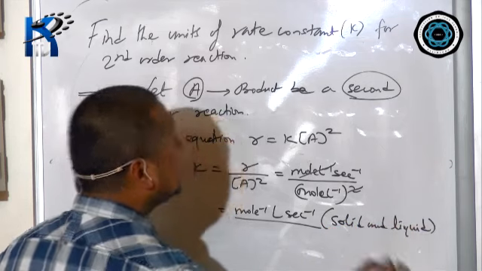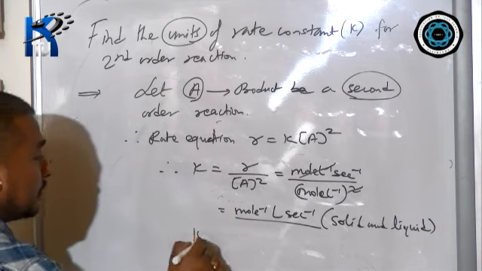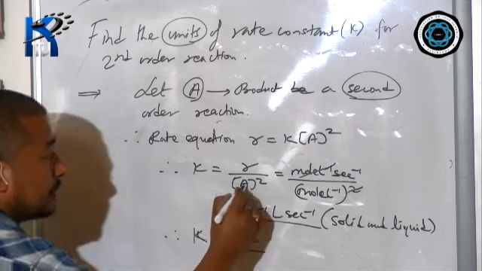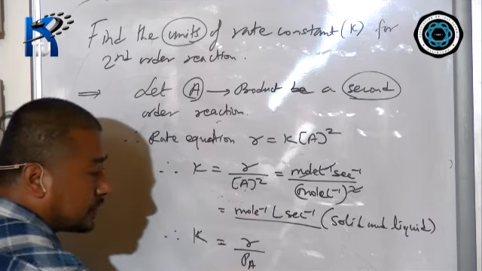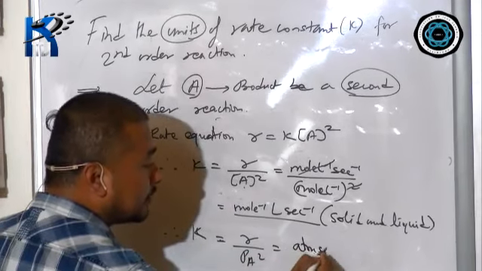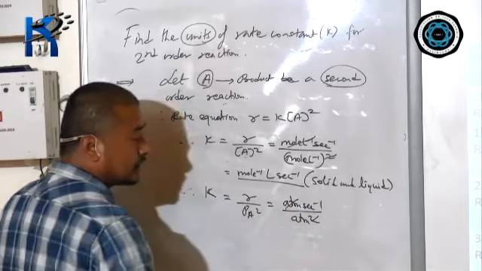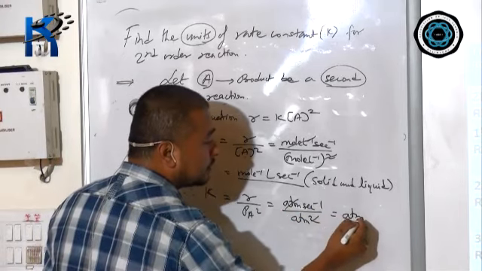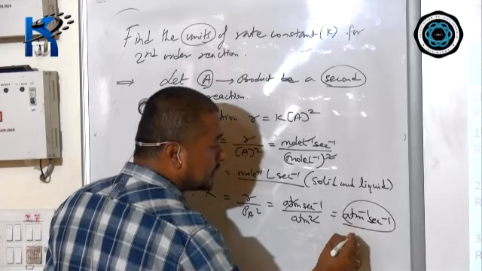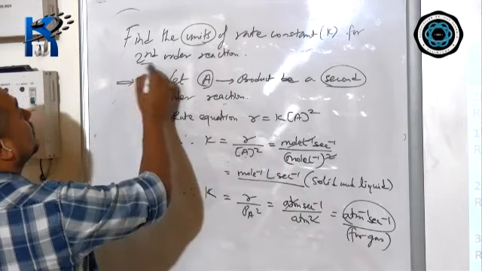So similarly, since it is mentioned here units, you need to find for gas also. For gas, what will be the expression? This R will remain as R, but instead of concentration, what to put? Pressure of A square, and the gas R unit is atmosphere second inverse, pressure unit is atmosphere square, so this and this will get cancelled. So as atmosphere goes up, it becomes atmosphere inverse second inverse, and this will be the unit of rate constant for gas.